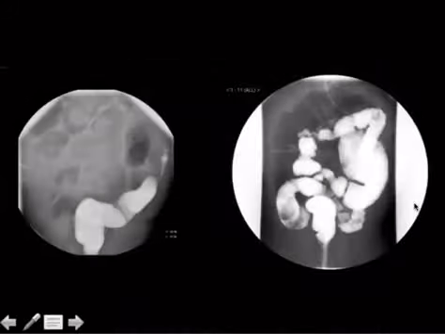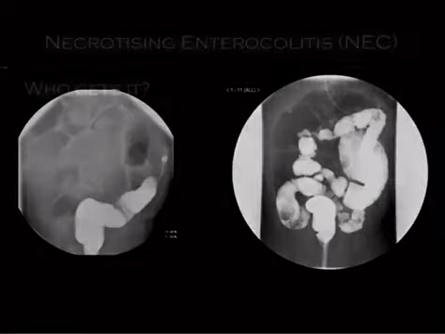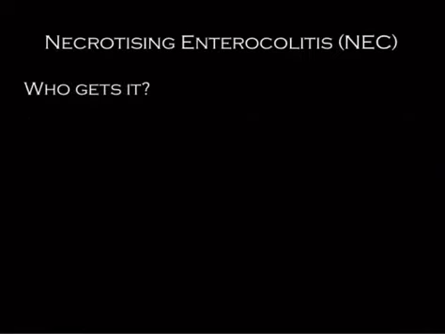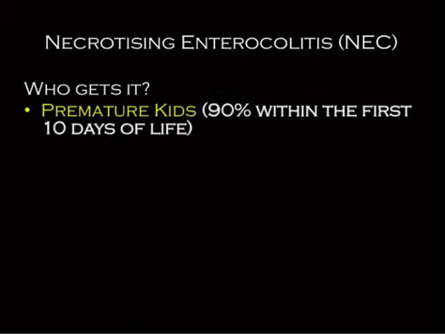So we get a lower GI study, and we see this right here. See that? What do you think of that? So it's a stricture, right? So this is an NEC stricture. So who gets NEC? The most common answer that you would expect is a premature kid. 90% of them supposedly within the first 10 days. Low birth weight, right?